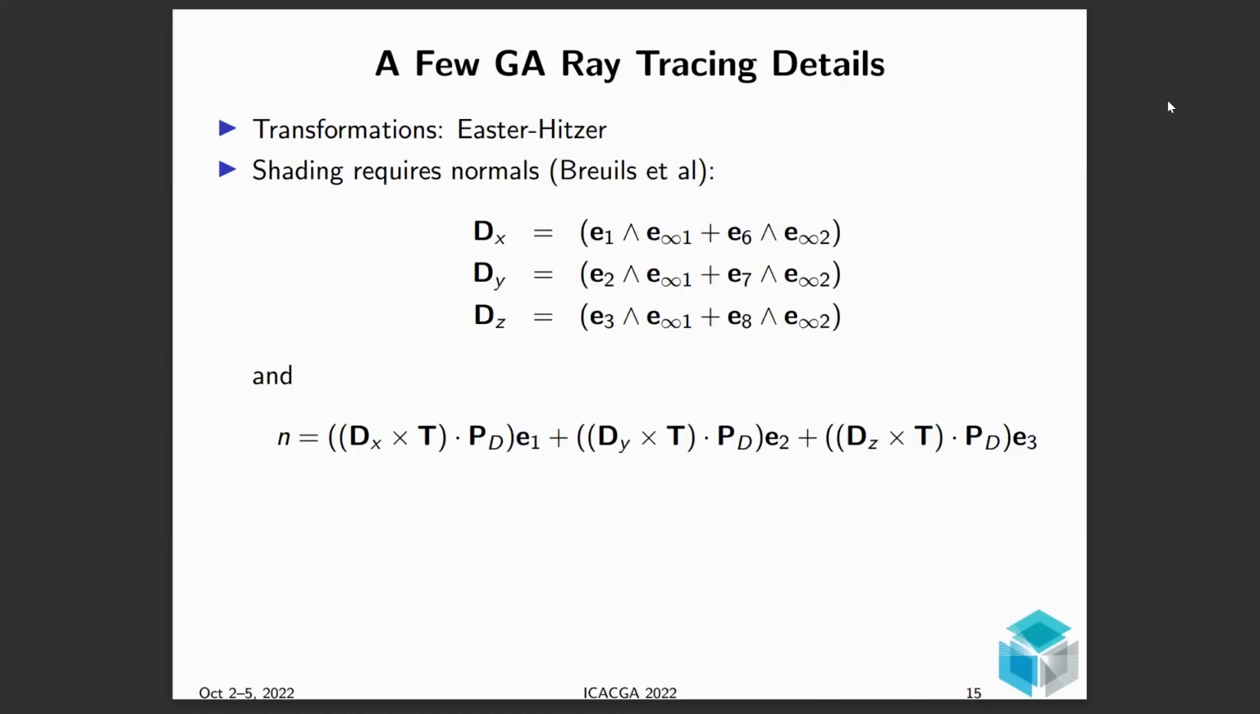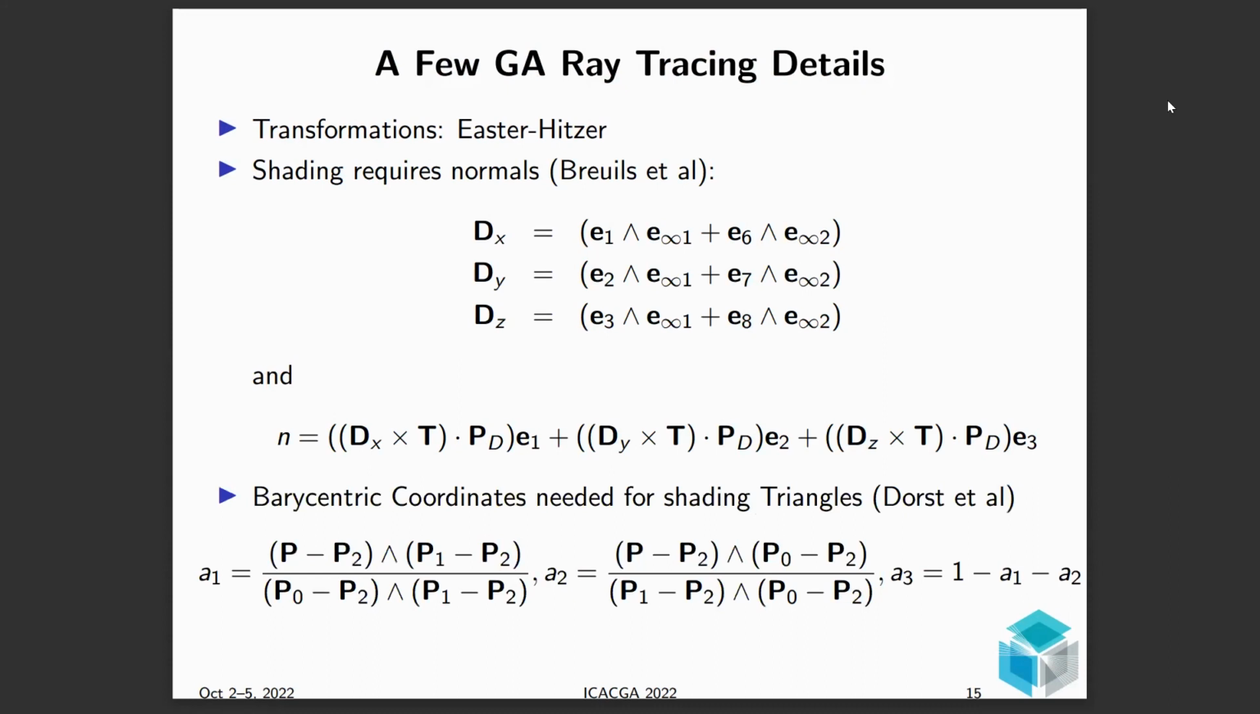Shading requires normals, and this is, again, in Easter and Hitzer's paper, but some of these papers are very long, and when I was trying to find them, I had trouble finding those equations. Weijing pointed me to this other paper, and I just used their equations for the normals. It worked fine, but I'm sure Easter and Hitzer's would also work.